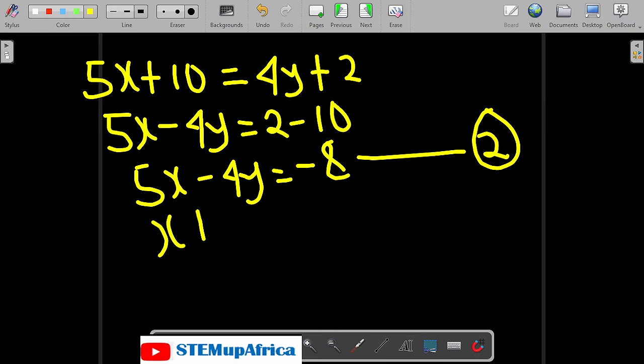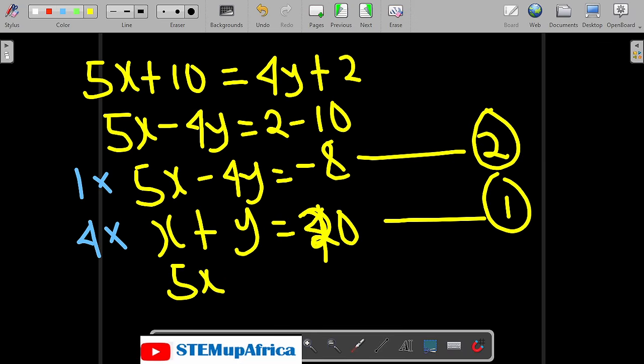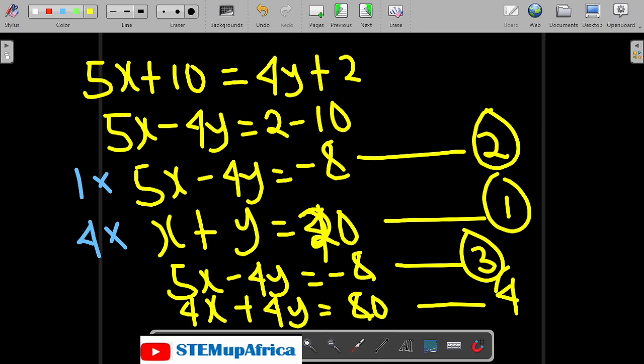Remember, equation 1 is x plus y equals 20. So we can solve these two by the elimination method. That means here we multiply by 1, and here by 4. If that should happen, I'm going to have 5x minus 4y equals minus 8, equation 3. Then I'm going to have 4x plus 4y equals 80, equation 4. So let's add equation 3 and 4 together.